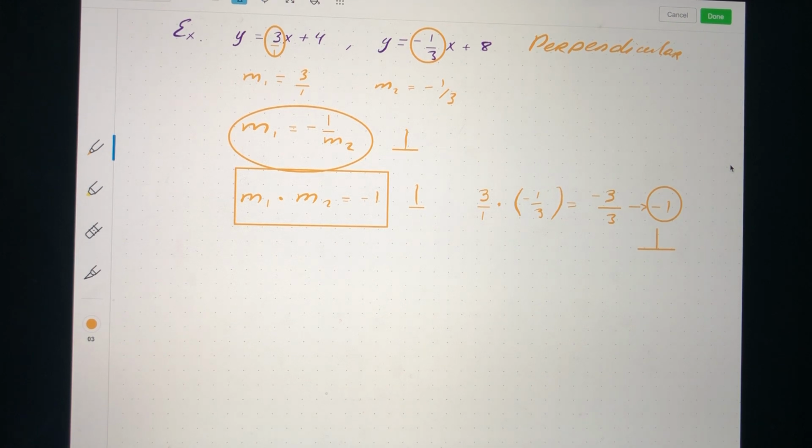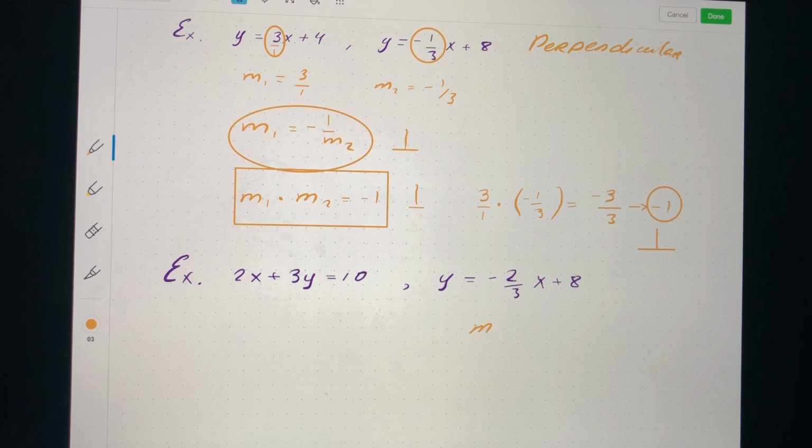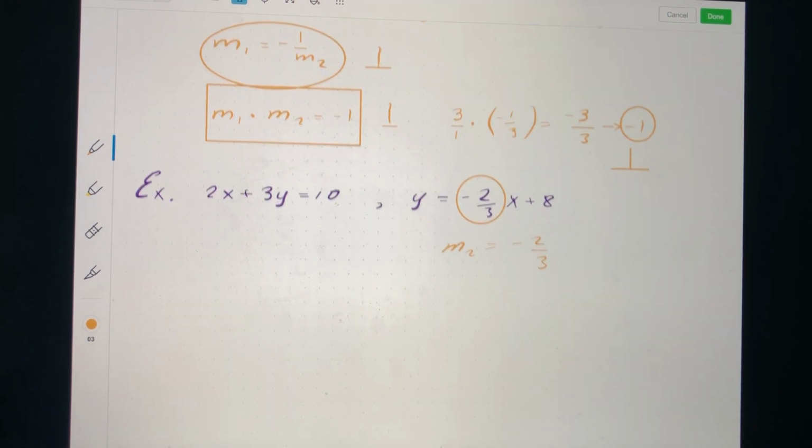Now, for the second example, let's look at 2x plus 3y is 10. And the second equation is y is negative 2/3 x plus 8. So we notice right away that the slope for the second is already given. We can see that it's negative 2/3, but the slope for the first equation we don't know.